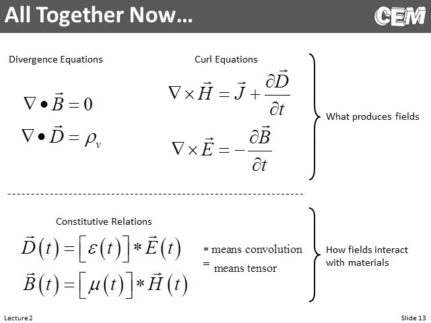All together now. We have Maxwell's equations up top, and the way I would describe it is that they answer what produces fields. So time-changing H's cause time-changing E's, and so on. And the constitutive relations describe how the fields interact with the materials. So it's the combination of the two that describes everything. Everybody good with that?